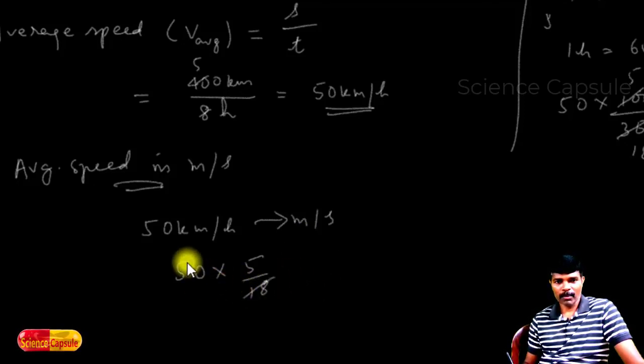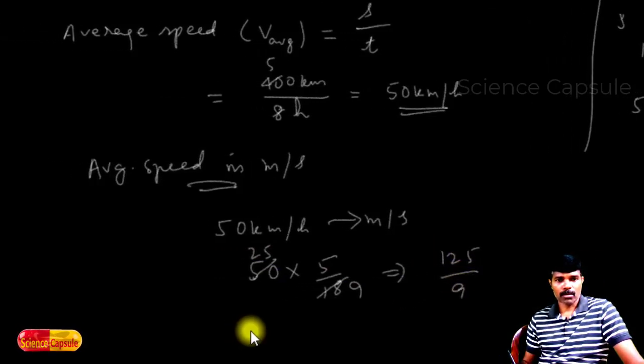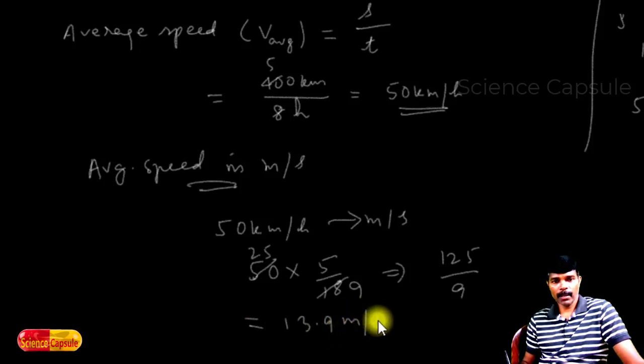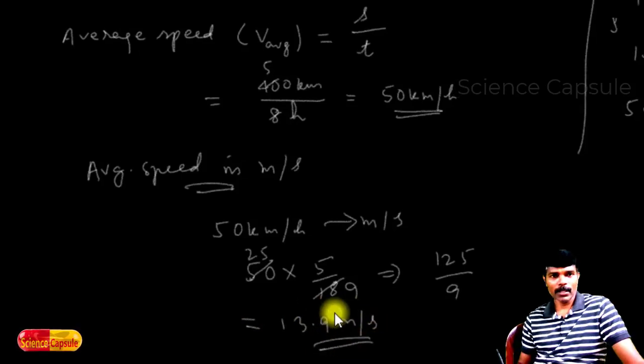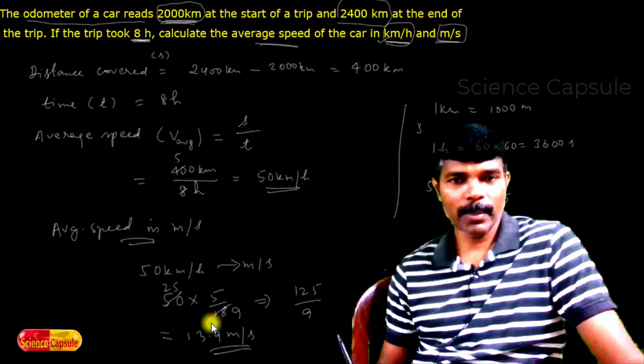Okay, so we can divide it. 9 2s are 18, here 25 2s are, so this comes to 25 into 5, which is 125 divided by 9. So the final value in meter per second would be 13.9 meter per second. Got it? So this is how such types of numerical problems could be solved.